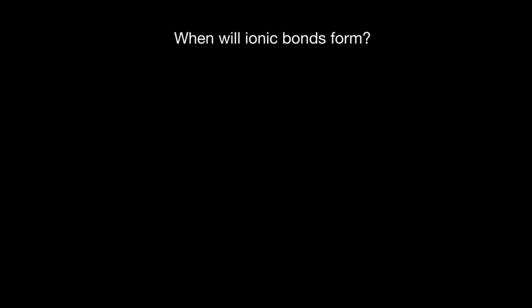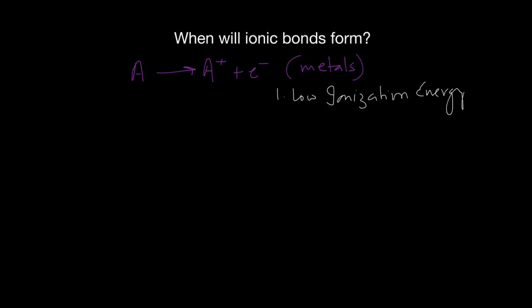So now let us look at when an ionic bond will be formed. In the previous example, we saw that we need a cation and an anion. That is, we need somebody to give off an electron easily. Sometimes we call such substances metals, and this process is known as ionization. Now for this to happen easily, the metal should have low ionization energy. That is the energy required to carry out this process.